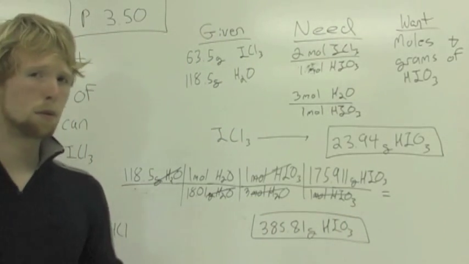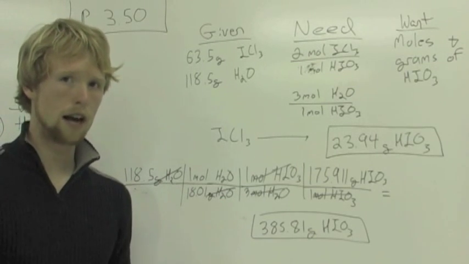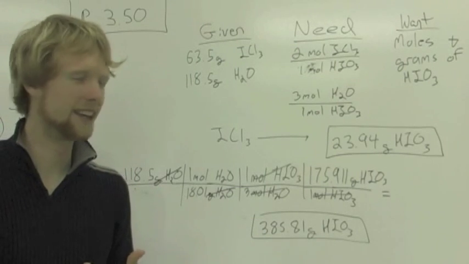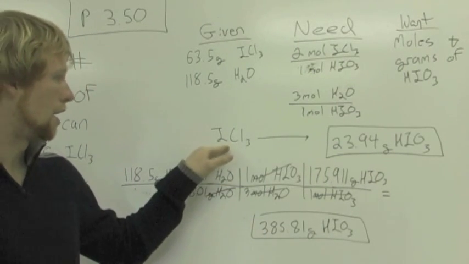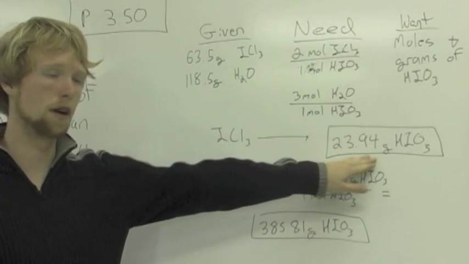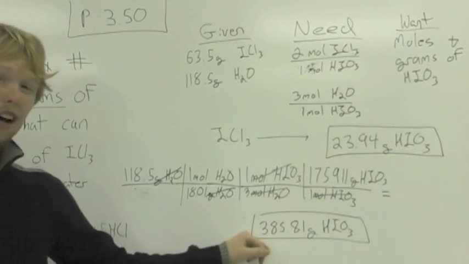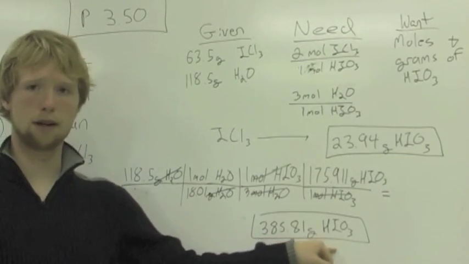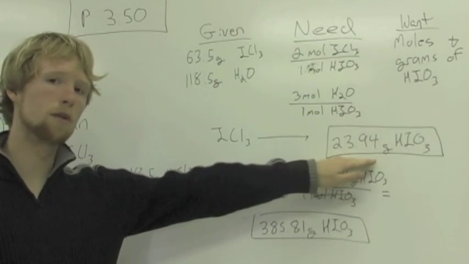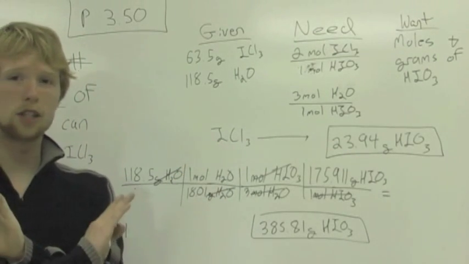Now, remember what we said about limiting reagents? The reaction will only go as far as the one that can go less far. So, the iodide trichloride can only make 23.94 grams of iodic acid. The water can make 385.81 grams of iodic acid. But we will only make 23.94 grams of iodic acid because once this is used up, the reaction goes no further.